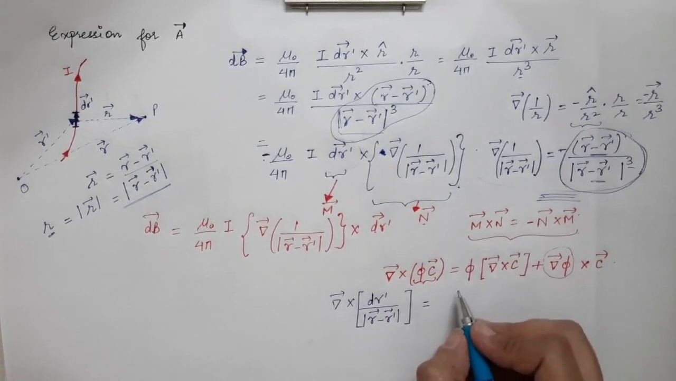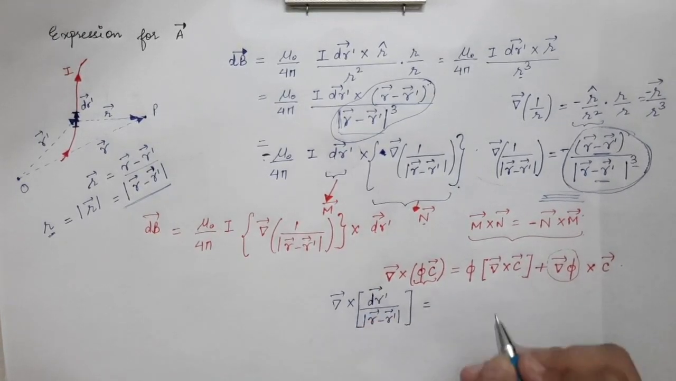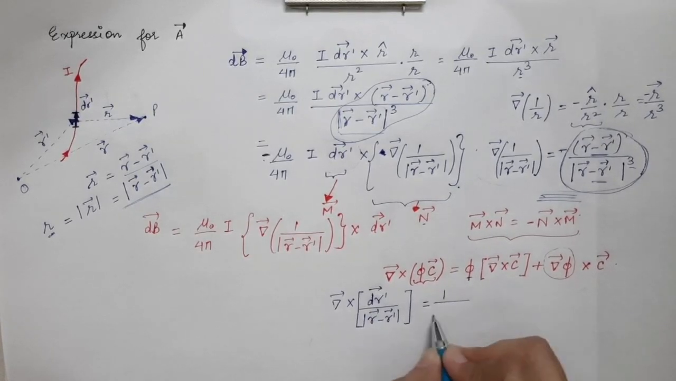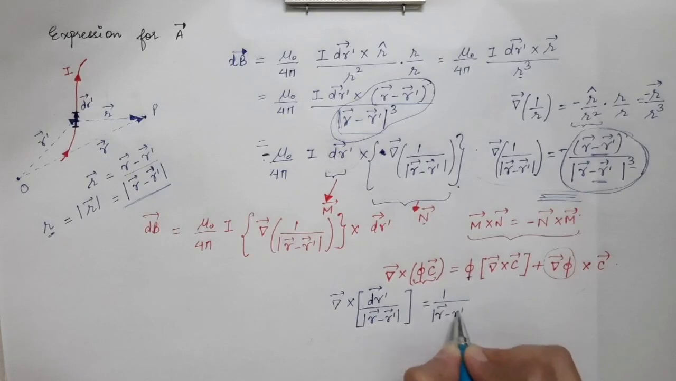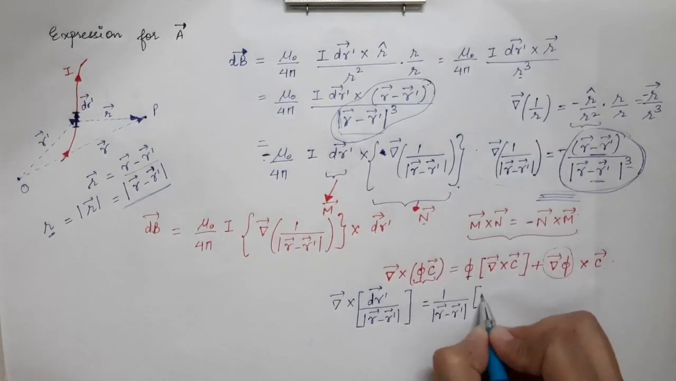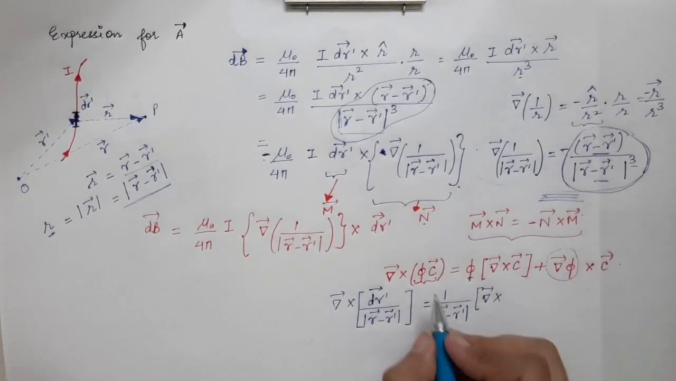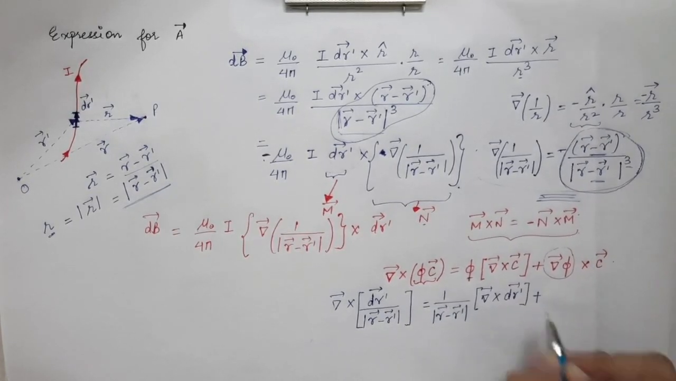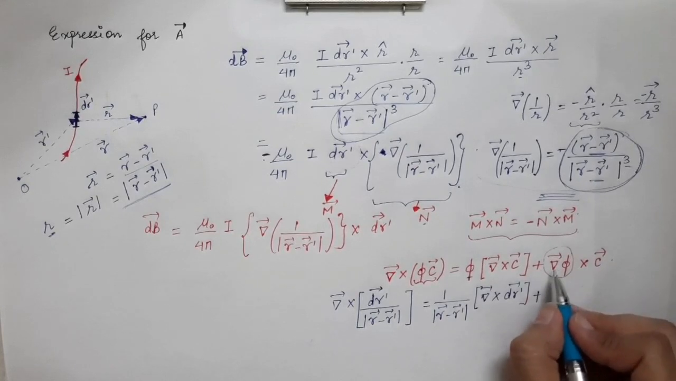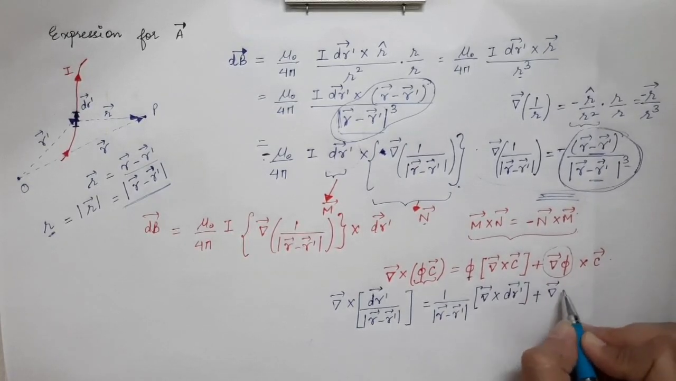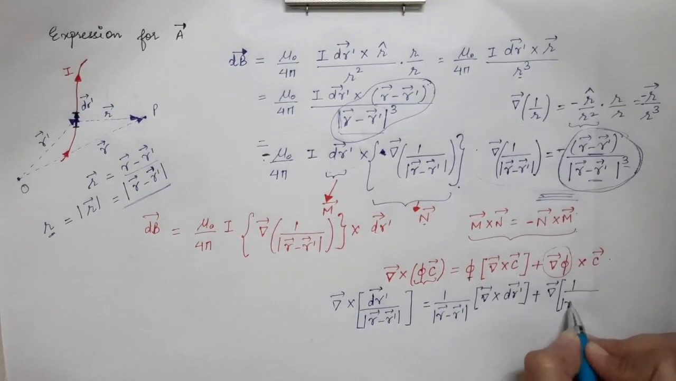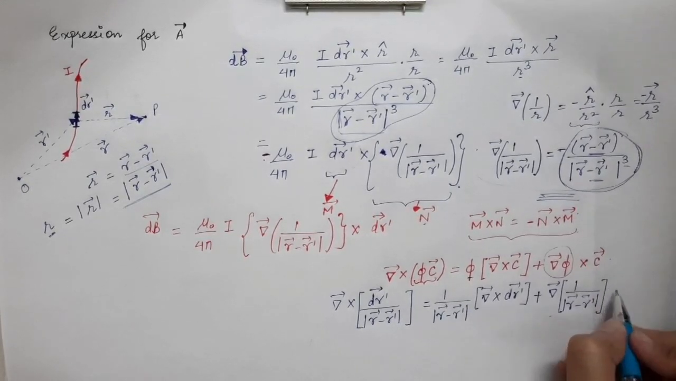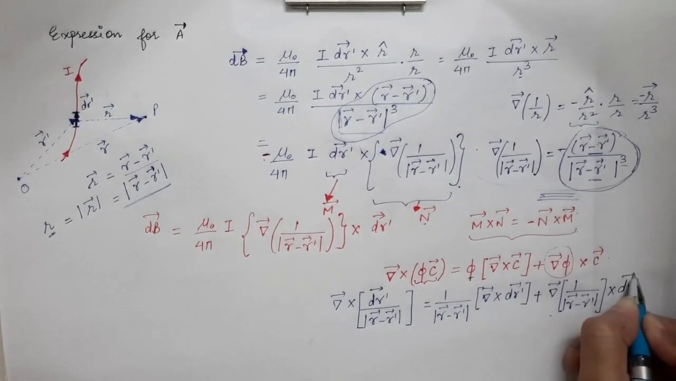So what will be this expression? It will be equal to the scalar function as it is. So phi as it is means 1 divided by magnitude of r vector minus r prime vector. Then you have curl of the vector, and the vector is dr prime vector over here. Plus as it is, then you have gradient of the scalar function. So gradient of the scalar function is 1 divided by magnitude of r vector minus r prime vector. Then its cross product with dr prime vector.